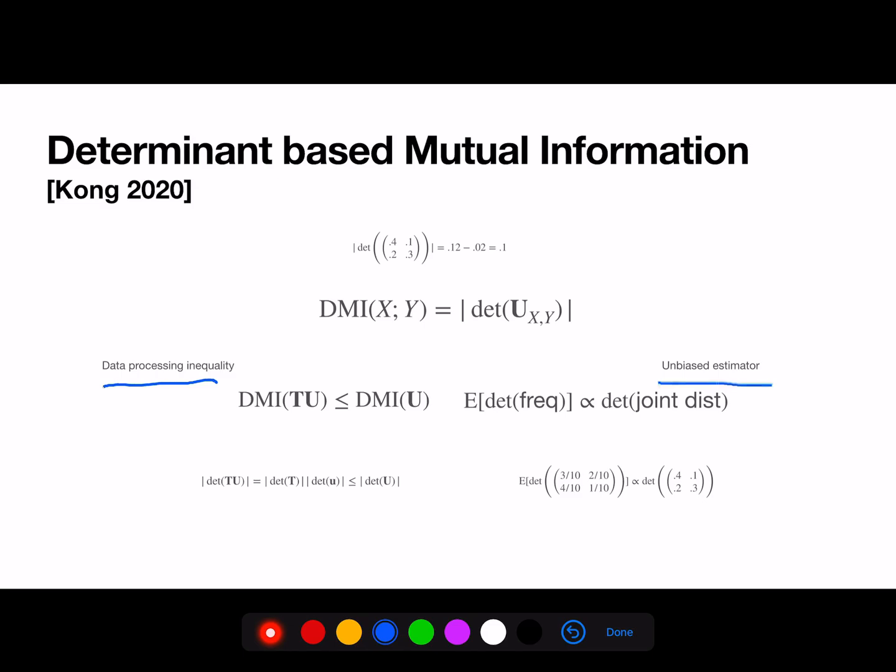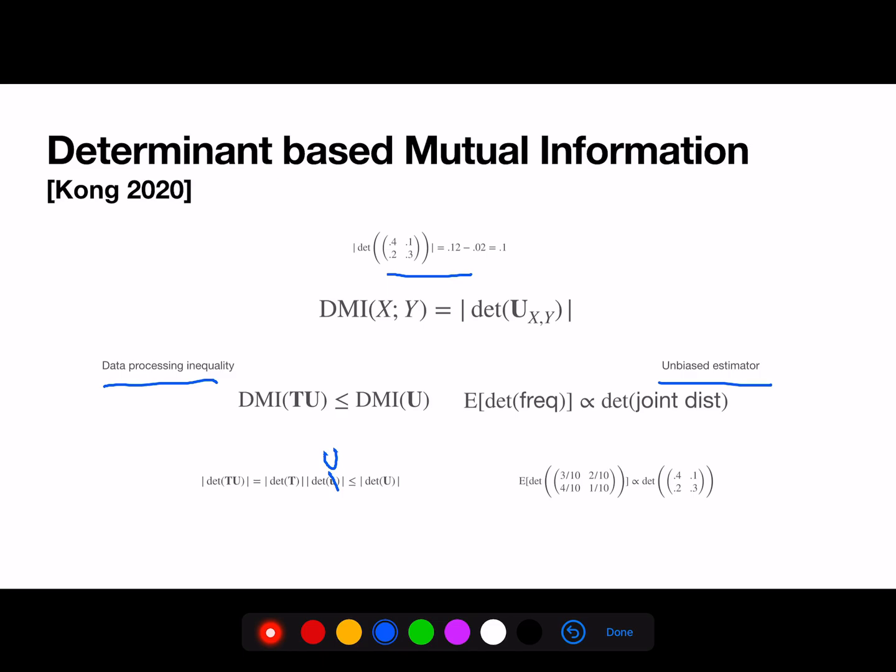It's actually a very natural definition. Remember the joint distribution matrix we mentioned before. The reason I write it in the format of a matrix is just because of this. We can naturally define the mutual information between two random variables as the determinant of their joint distribution matrix. And we just take the absolute value to guarantee it's non-negative. Okay, so this is the running example here. The determinant-based mutual information naturally satisfies, this should be capital U here, the data processing inequality, because the determinant satisfies the multiplicative property and the determinant of the transition matrix is always less than 1.